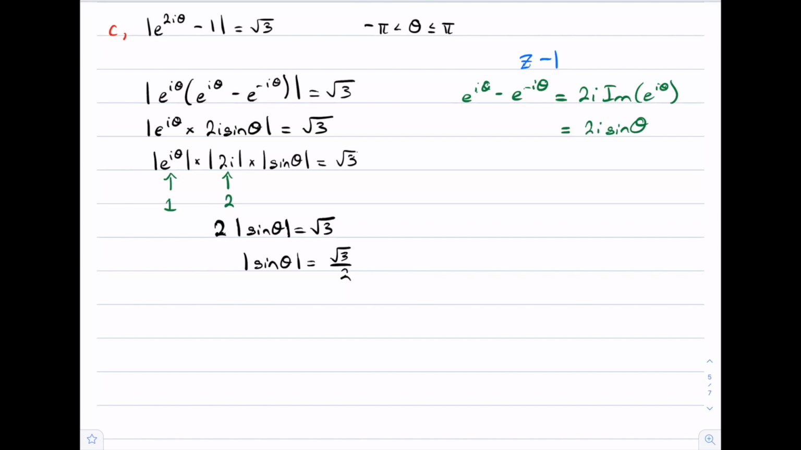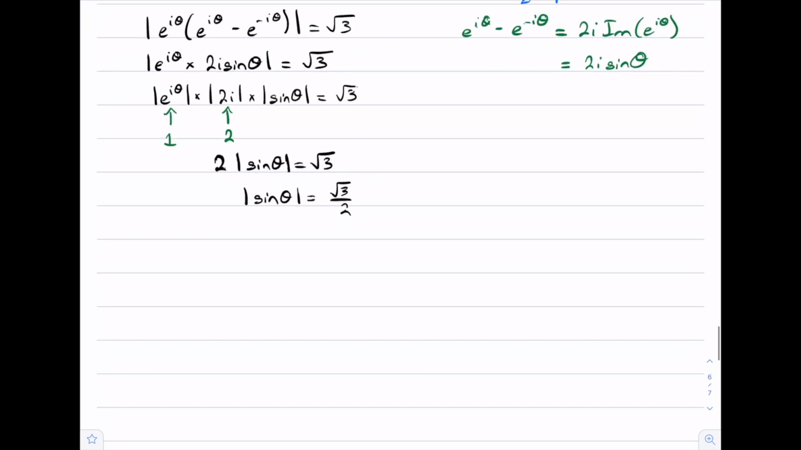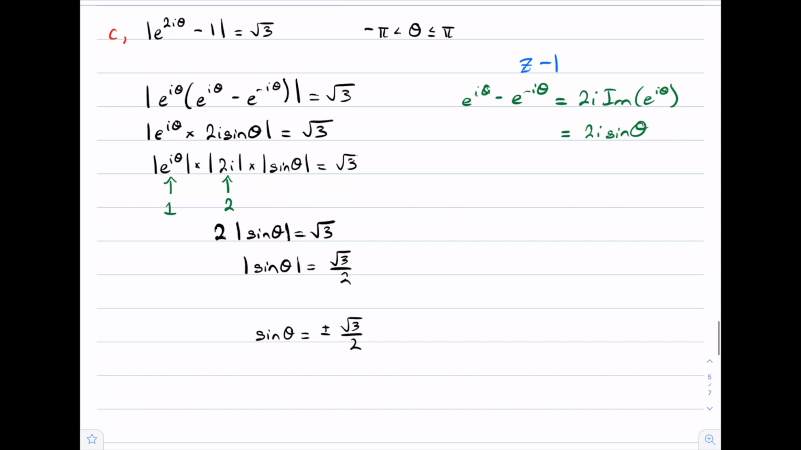And to remove our modulus, it's like when we're removing an absolute value, this is going to be sine theta equals plus or minus root 3 over 2. And now this is something that is very easy to solve for us. This is an advanced, a 2-unit kind of question, so we should be very comfortable solving these. But we do need to be a little bit careful about our restriction, or our domain on theta.